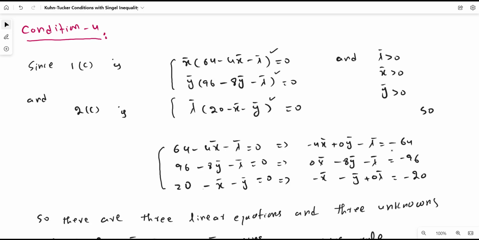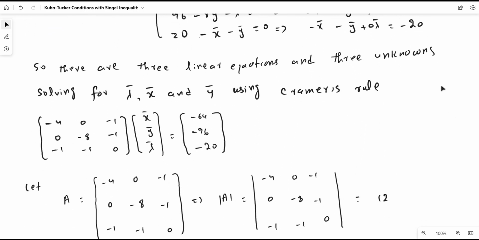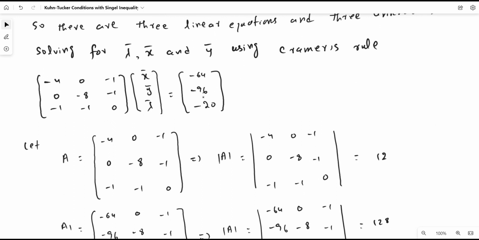And we are making a system of linear equations from these three equations, which contains x bar, y bar, lambda. You can see there is no y bar over here, so we put 0 y bar over here. There is no x bar over here, so we put 0 x bar over here. And there is no lambda bar over here, so we put 0 lambda bar. Decomposing these equations into matrices so as to solve for lambda bar, x bar, and y bar. So we got these three equations, right?